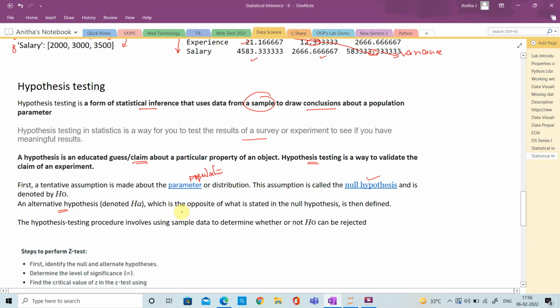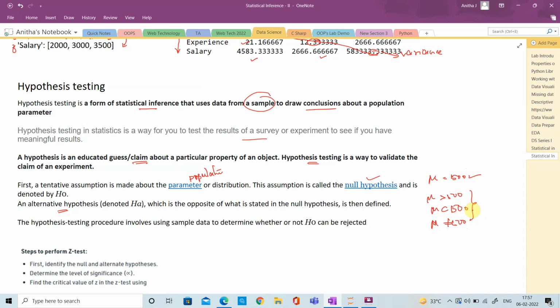That is the null hypothesis. So I am telling that the average mean of the population is 500. The alternative is either the average mean is greater than 500, or the average mean is less than 500, or the average mean is not equal to 500. So this is my null hypothesis and these are my alternative hypotheses. By using hypothesis testing, I need to prove this or accept any one of the hypotheses.